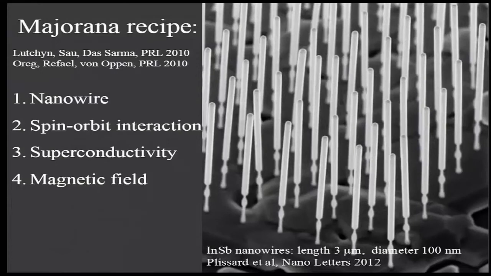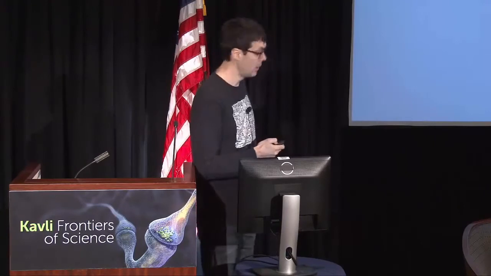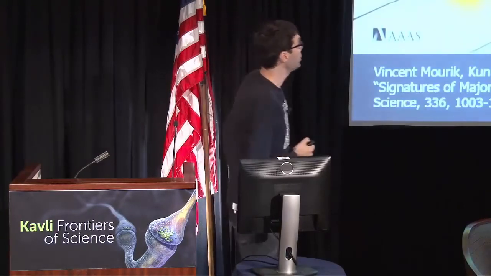And then we need to apply superconductivity to it and immerse it in magnetic field. So that's four ingredients. And the prediction is you put this all together, it will give you the exact replica of the Kitaev spinless P-wave chain. We'll have Majorana fermions at the ends of the nanowire. So here and here. Okay, so this is what we did.